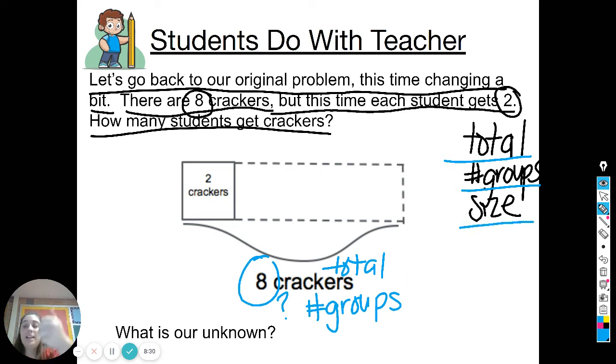So then that leaves the size. Thumbs up, we know it. Thumbs down, it is unknown. Thumbs up, we do know the size of the group. The size of the group is 2 crackers, okay? Each kid will get 2 crackers. That size won't change.